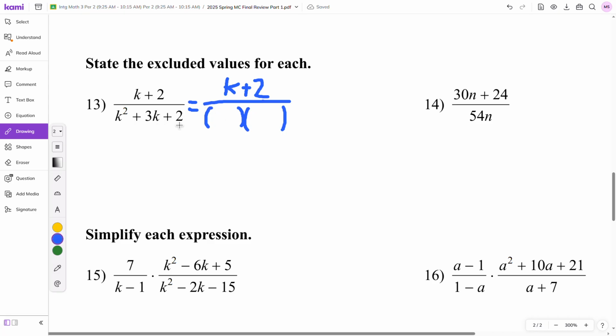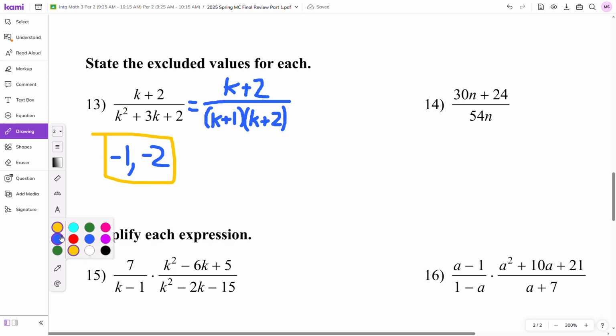If you factor this, it has to multiply to 2. They're both positive, so it has to be k plus and k plus. And it has to be 2 and 1, because 2 is a prime number. So this is what we have. That means the excluded values are -1 and -2. Those are the excluded values, the numbers that are not allowed, the numbers that are not in the domain.